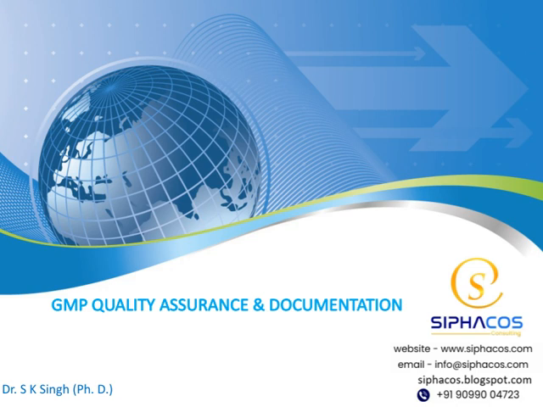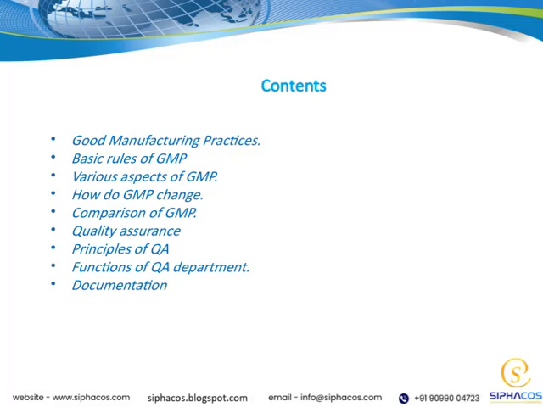Let's get started. Let's take a closer look at the contents of this presentation. First, we'll start with good manufacturing practices, or GMP as it's commonly called. GMP is the foundation for ensuring the quality and safety of our products. It encompasses a set of guidelines that regulate how our manufacturing processes should be carried out.